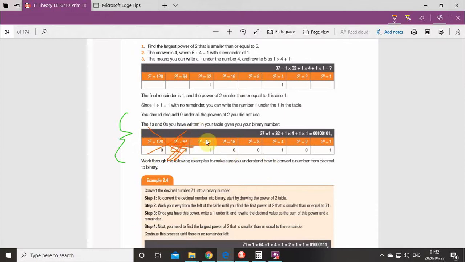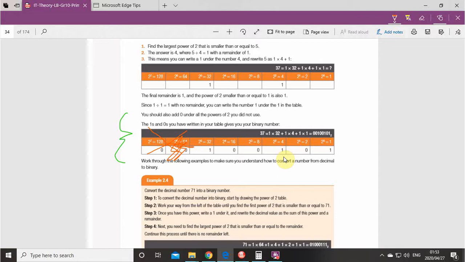Now we start with the last one we got, 2 to the power of 5, which is 32. Let's take 37 divided by 32. How many times does 32 go into 37? It goes in one time, and then we have a remainder of 5. Our new number is 5. Can 16 go into 5? No, it can't, so we place a 0. How many times does 8 go into 5? It does not, so it's 0. How many times does 4 go into 5? 4 can go into 5 one time.